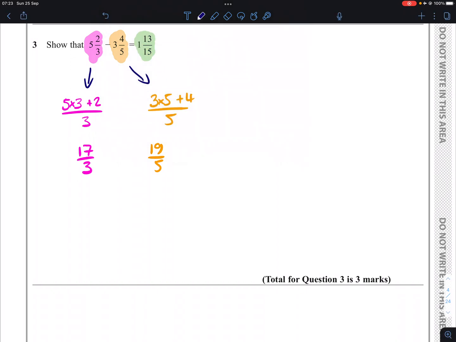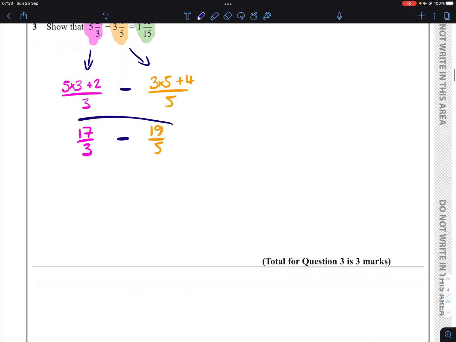We have a takeaway sum in between them. I don't write anything to the right here because that 1 13/15 is what we need to end up with. We don't use it along the way. So what I have to deal with is this here, subtraction of fractions. You can only subtract fractions if they are the same type. So we need to make a common denominator.